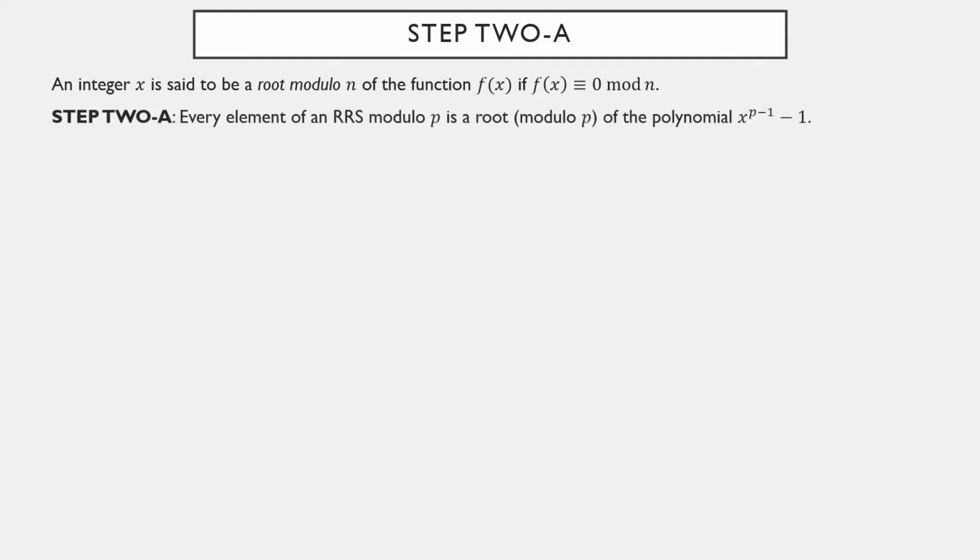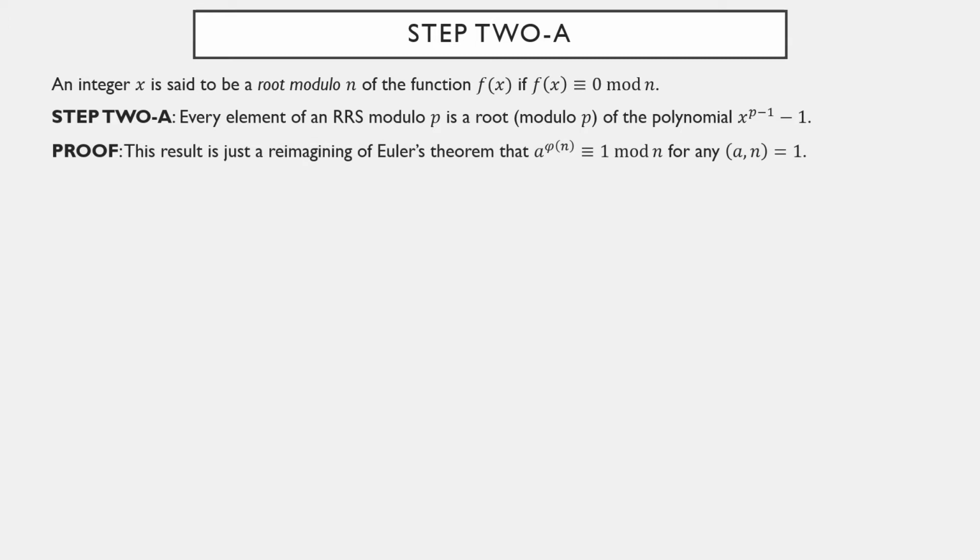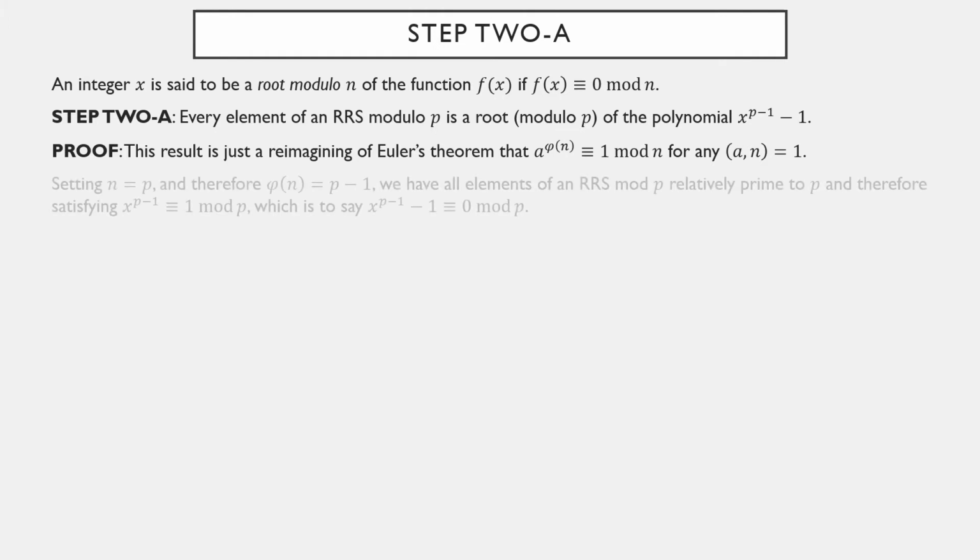So step 2-a, every element of a reduced residue system mod p is a root of the polynomial x to the p minus 1 minus 1. All we really have to do is take Euler's theorem. A to the phi of n is equivalent to 1 mod n for any a relatively prime to n. We're going to use a prime number as our base, therefore phi of n is p minus 1. Every element of a reduced residue system mod p is relatively prime to p. Therefore, x to the p minus 1 is equivalent to 1 mod p, or in other words, x to the p minus 1 minus 1 is equivalent to 0 mod p. So every element of a reduced residue system mod p is a root of that polynomial.